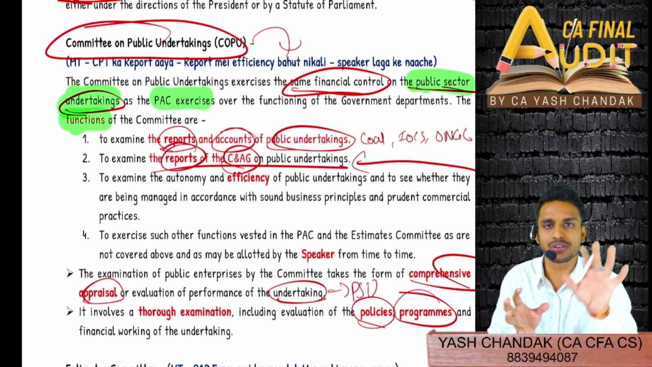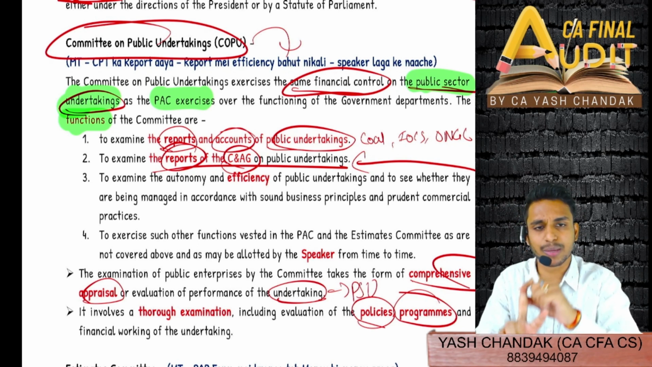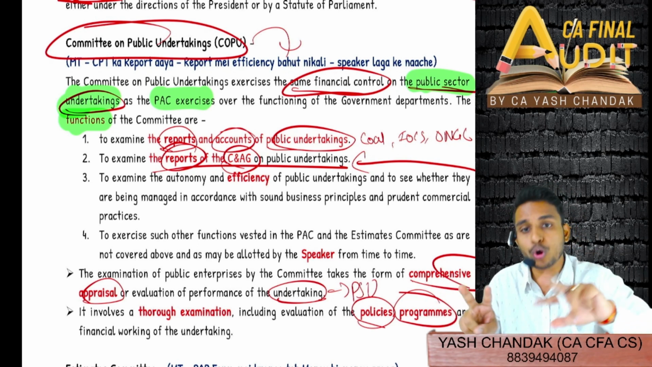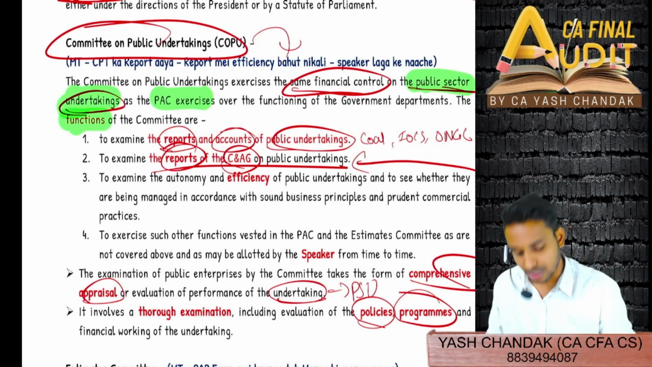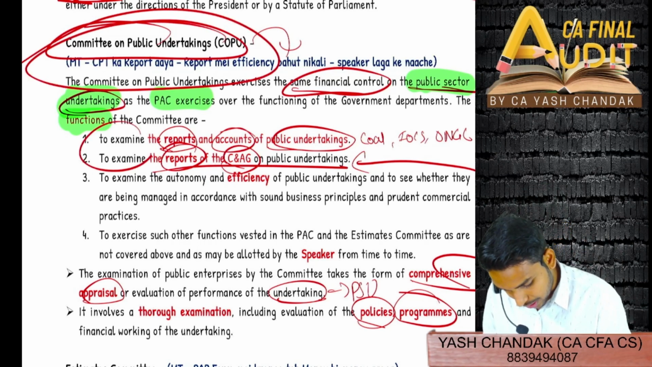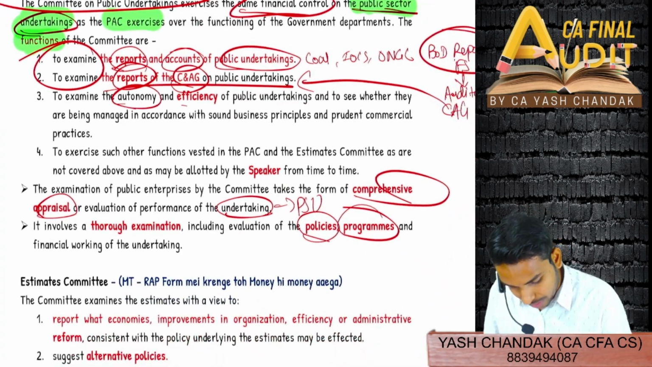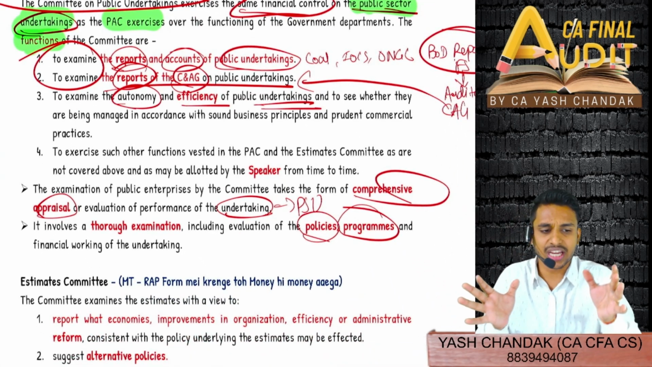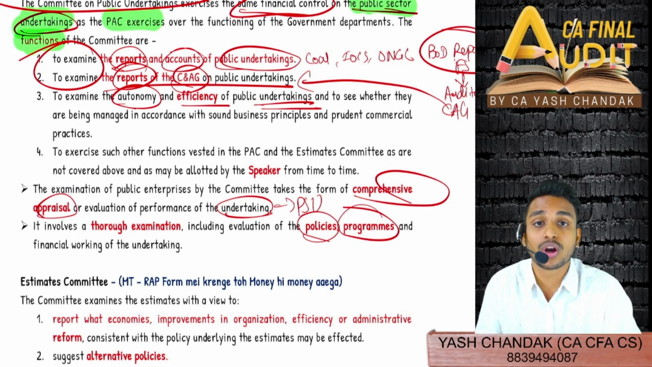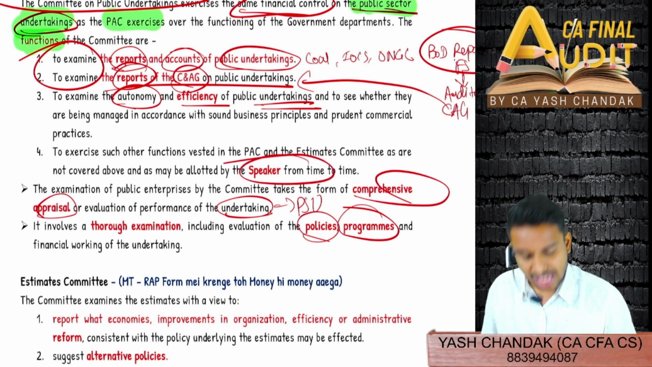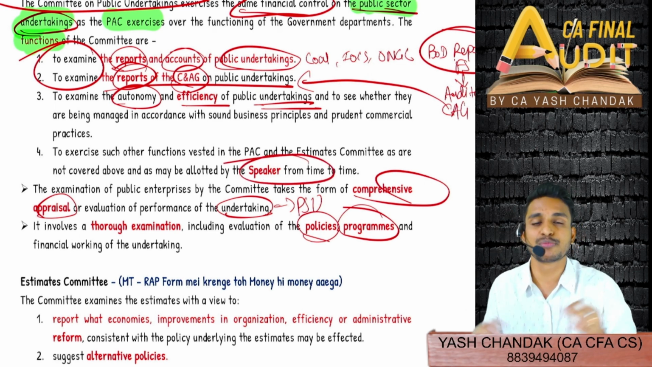CAG will examine the reports, the financial statement, the board report, the annual report, everything. And both the annual report and the audit report will be examined by whom? Will be examined by CPU. And then there are other points, like they also have to check the autonomy and efficiency of the public sector undertaking, whether they are judiciously using the resources or not, whether they are frivolously wasting the money of the public, and also such other function as from time to time told by the speaker of where?